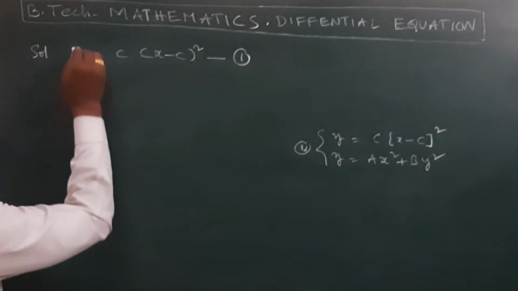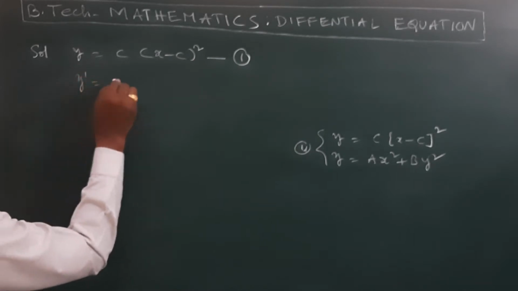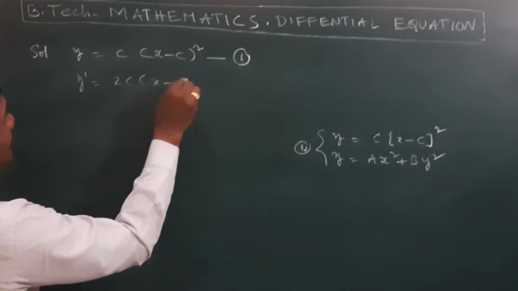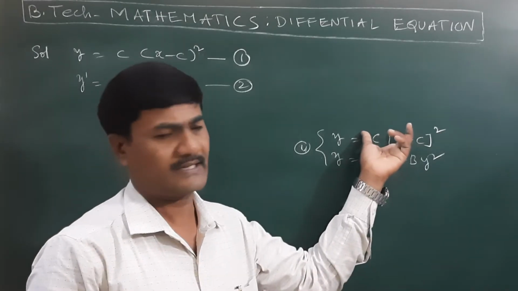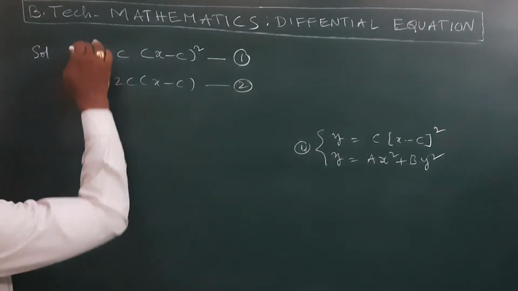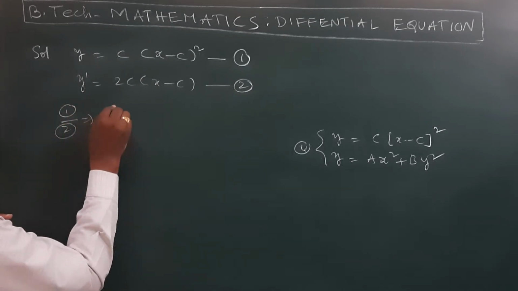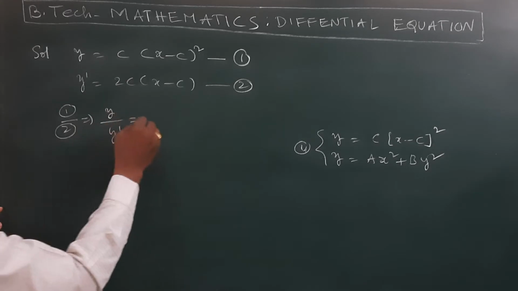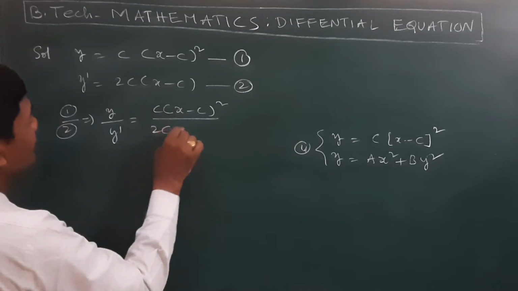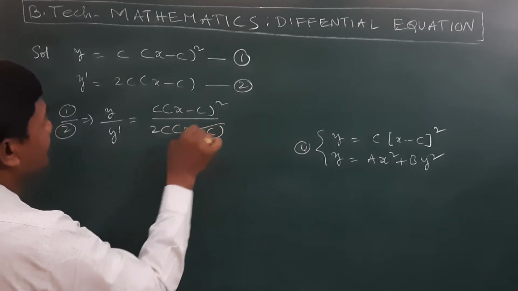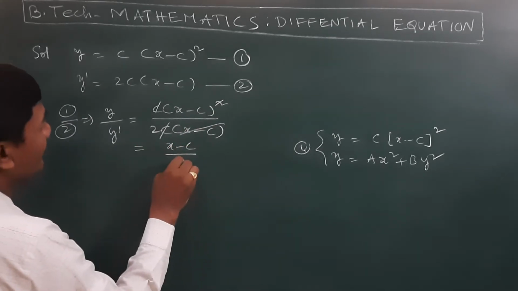Here, first of all, this is equation 1. Differentiating equation 1 with respect to x, y dash is equal to 2c into (x minus c). This is equation 2 only. Because there is only one constant, we are eligible for differentiation only once. You can immediately apply 1 by 2. y by y dash is equal to c (x minus c) whole square by 2c (x minus c). So this is cancelled and this c is also cancelled. What we are getting is (x minus c) by 2.